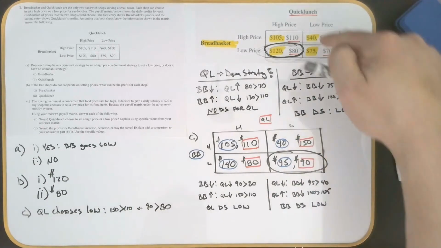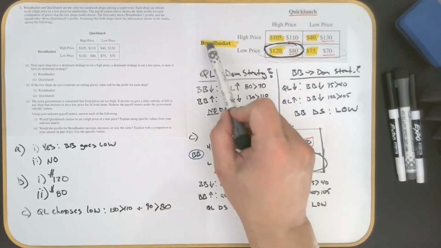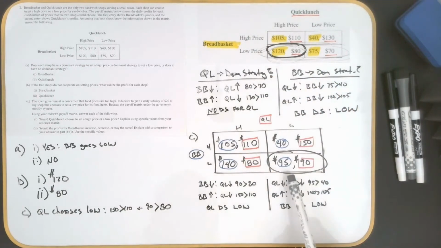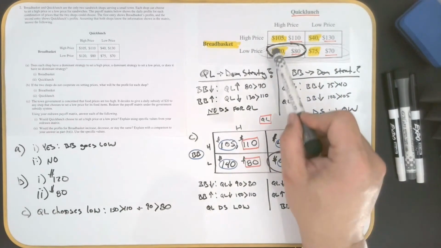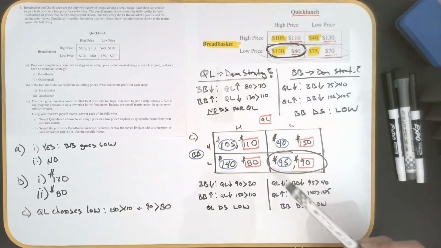So let's go back up to our other one. Remember, this is what did happen originally. Breadbasket was making 120. Well, now down here, Breadbasket is making 95. So they're actually making less money. It went from 120 to 95. Okay?